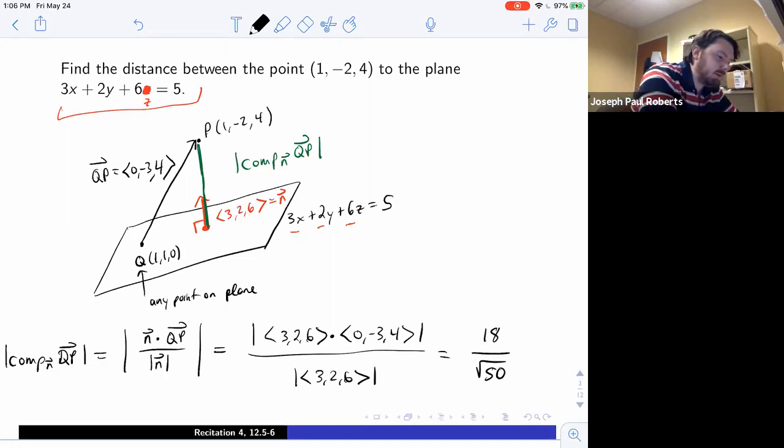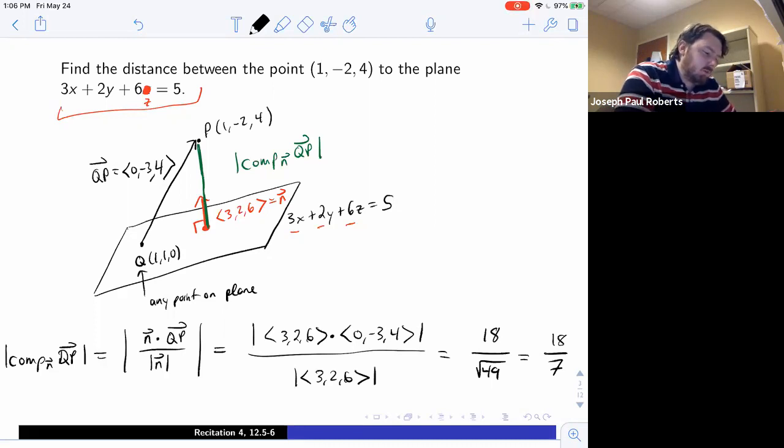I did not do that right. It's the square root of 49, which is 7. Yeah, 9 plus 4 is 13, plus 36 is 49. Okay, and so that's our distance.